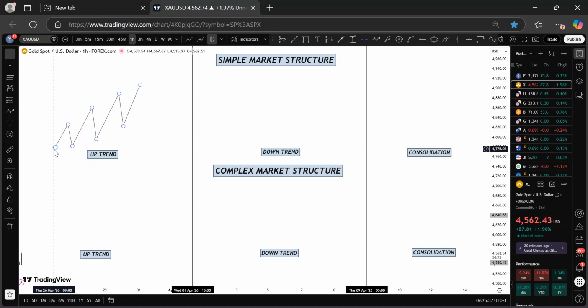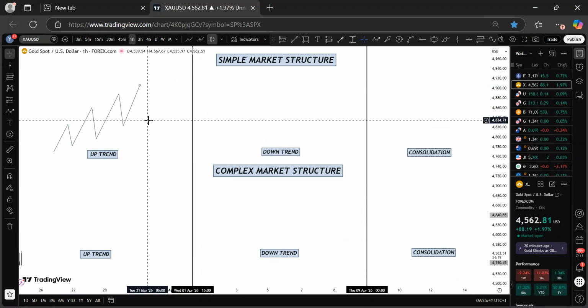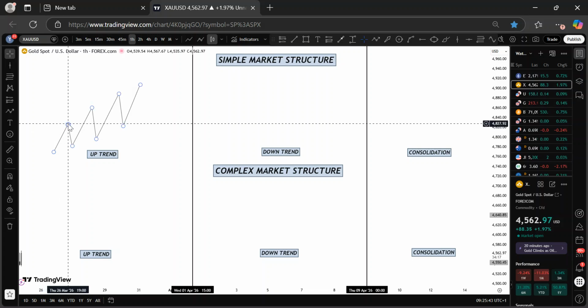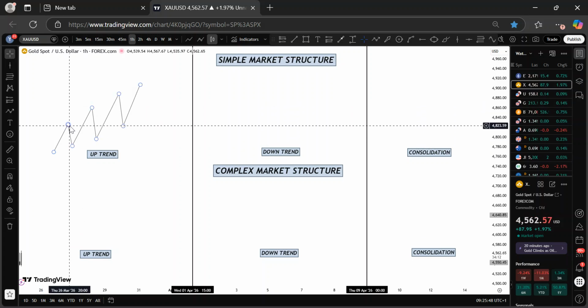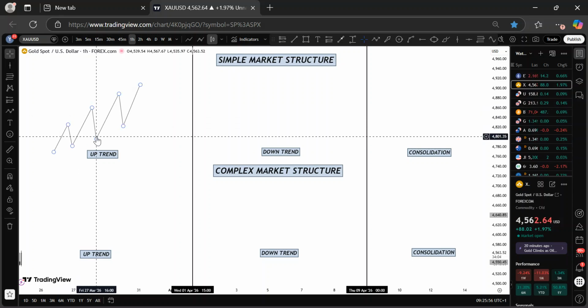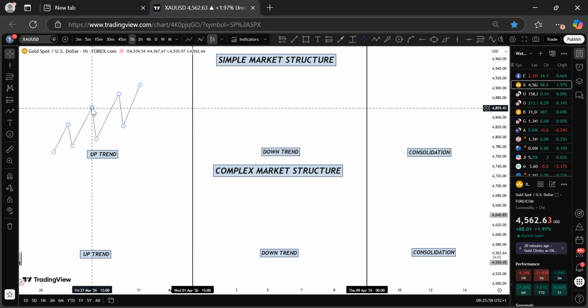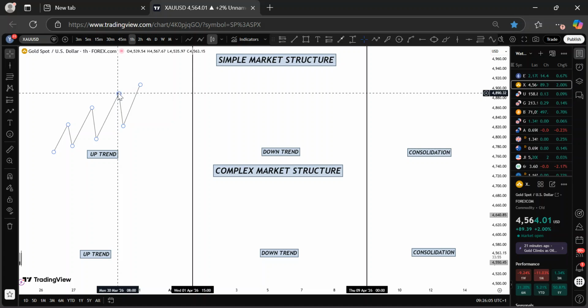So what do you notice in this simple market structure, this uptrend? You notice that whenever the market goes up, it pulls back. Then if it's coming up again, it's coming up to take out a high that it recently created. Once it takes out that high, it goes up, it pulls back again. Coming up again is coming to take out the new high that it created previously, to make another high.